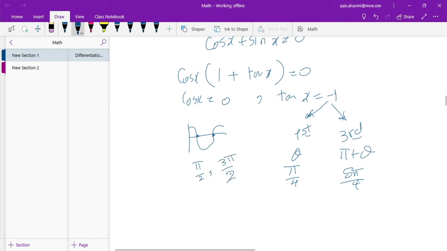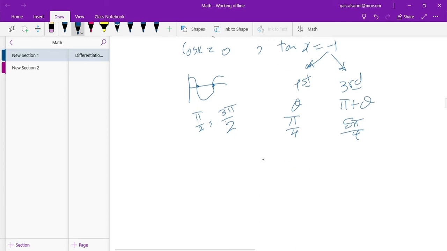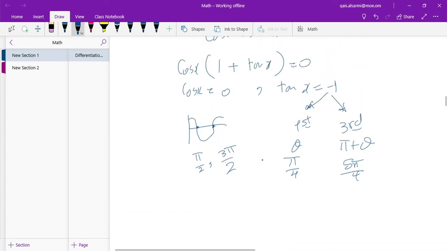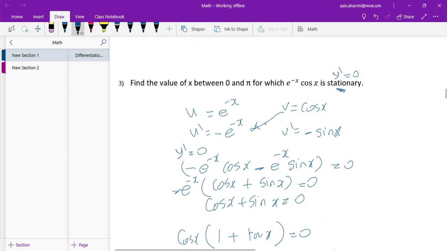After getting this solution, I prefer to check. This solution, coming from the common factor, sometimes will not be accepted. That's why I prefer to check it. Okay, let's return back to the question, please.